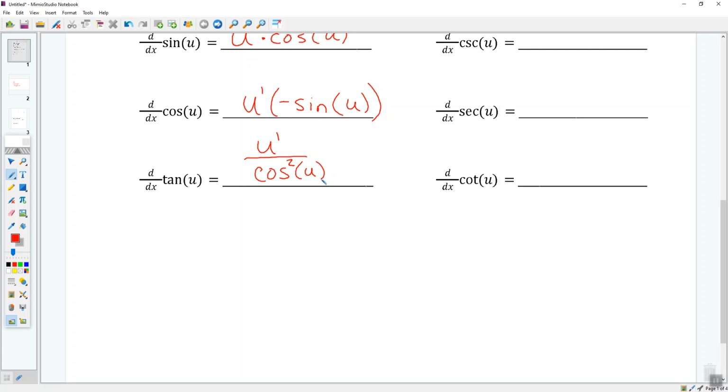Oh boy, what did I do? There's my little sheet. Okay, so the ones that we probably aren't gonna see a lot of today, but I'll get them down there for you in terms of sine and cosine.